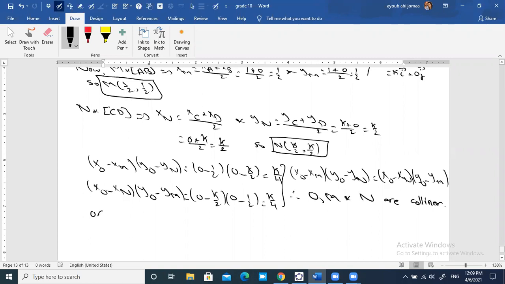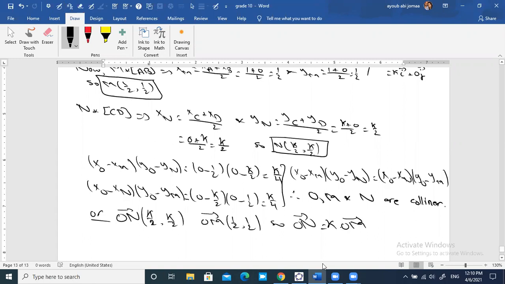Or if you want, vector ON has coordinates k over 2, k over 2. Vector OM has coordinates 1 over 2, 1 over 2, and origin. So, as you can see here, ON is equal to k times OM. If you multiply here by k, you get this. We have one point in common. So O, M, and N are collinear.